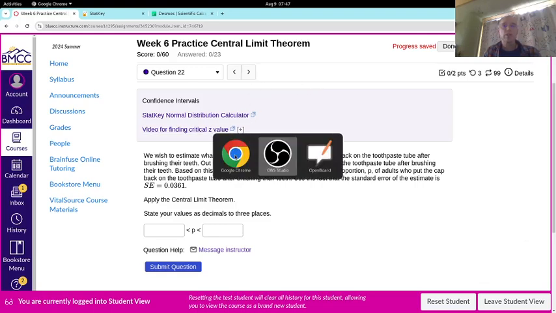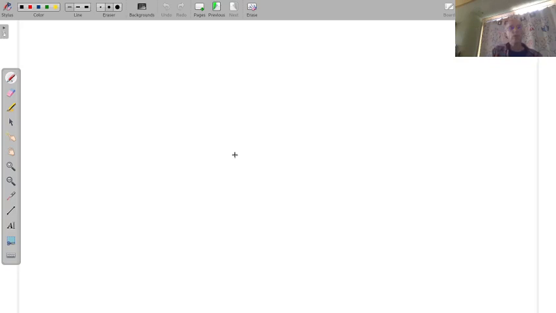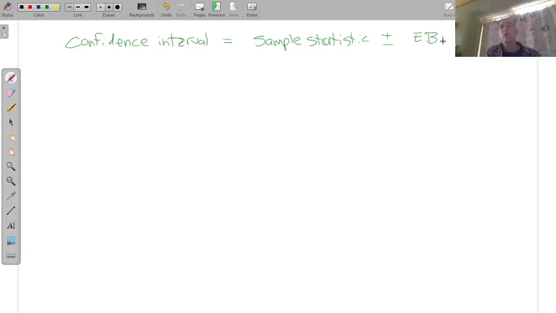All right, let's take some notes on this. So, confidence interval. A confidence interval is always the sample statistic, which for us is either going to be a mean or a proportion. In this case it's a proportion. And then we add and subtract from that sample statistic in the middle of the interval the margin of error. In this case we're going to call it the error bound on the proportion.